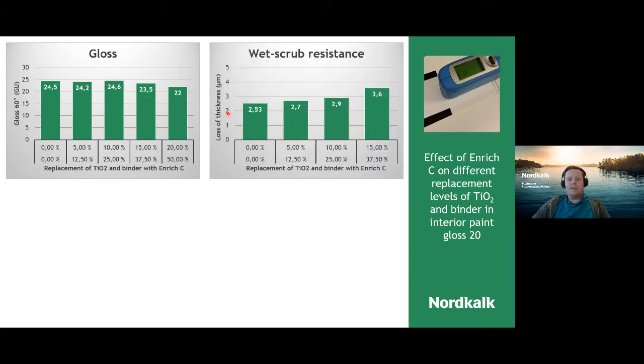And then the same thing with wet scrub resistance. Even with really high 15% and 37.5% replacements, we have a good wet scrub resistance. So we are still in class 1 on wet scrub, where the limit for class 1 is 5 micrometers, and we are still well below the limit of 5 micrometers. And a good level here at 10 and 25, where we compare to the gloss on the same level.